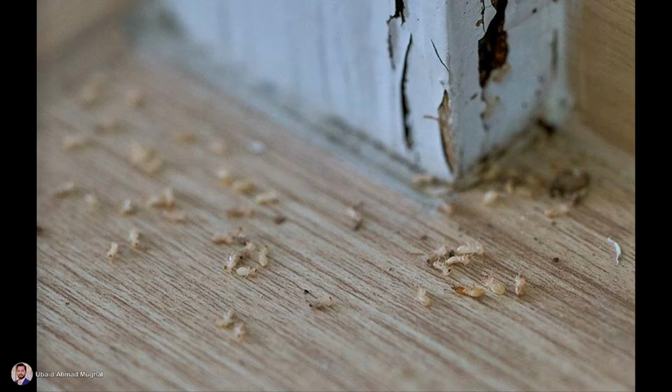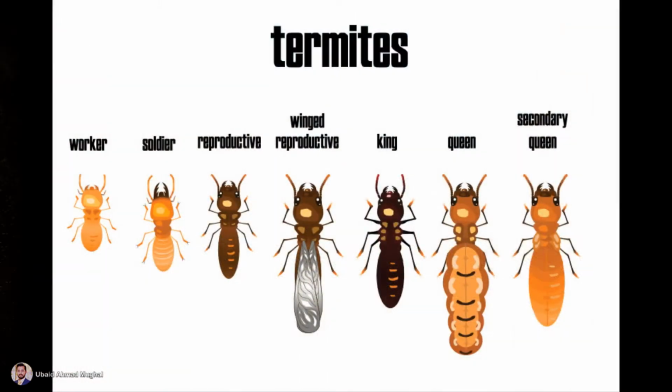Let us first see different types of termites. In this picture you can see there are different types of termite. You can google that to see what kind of termite is found where. So subterranean termites we are going to discuss, which are found in the soil.